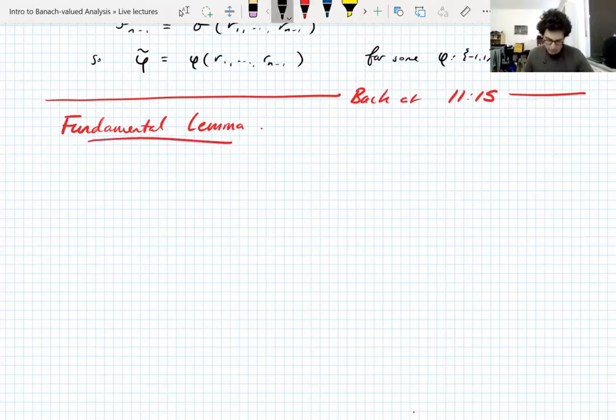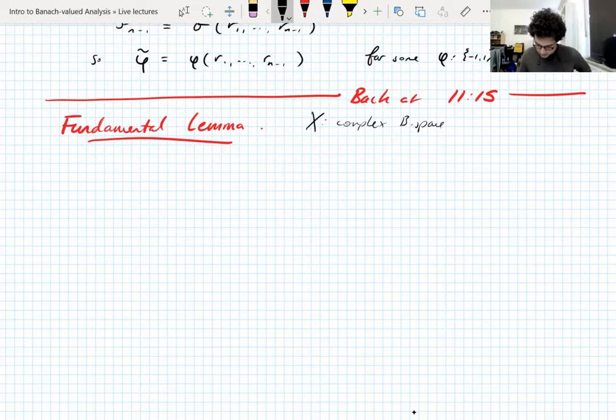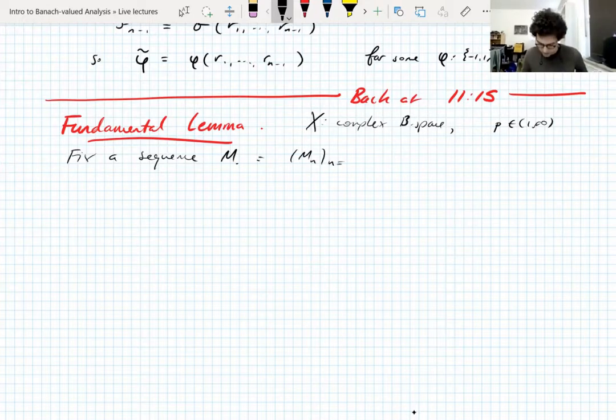Which is the real genius of Bourgain's argument. X is a complex Banach space. P is between 1 and infinity. 1 can be allowed here, but it doesn't matter. Fix a sequence m of non-zero integers. They can be positive or negative, that's important, but they're non-zero.